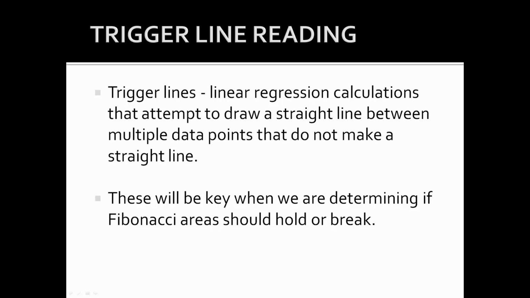And trigger lines are pretty simple. It's a linear regression calculation. And a linear regression line basically tries to draw a straight line between multiple points that don't make a straight line. And again, we're going to use this for determining whether or not our Fibonacci areas hold or break.